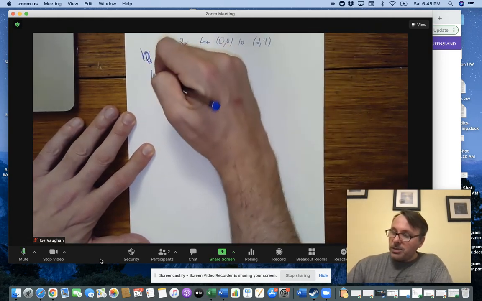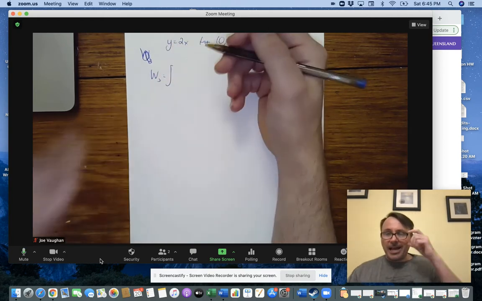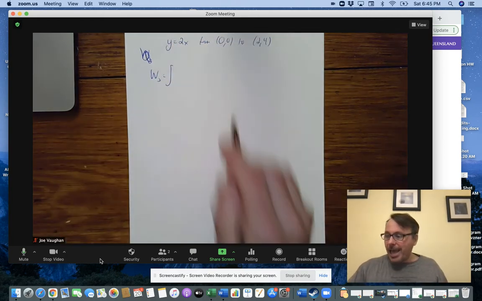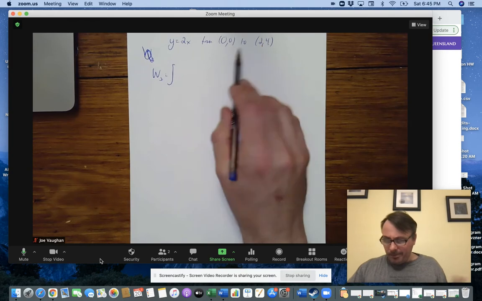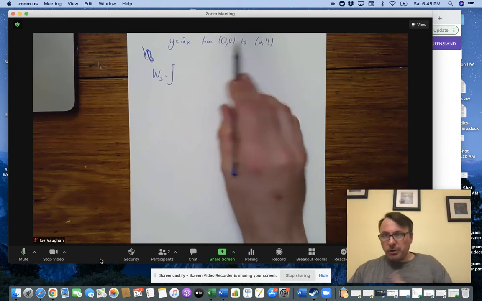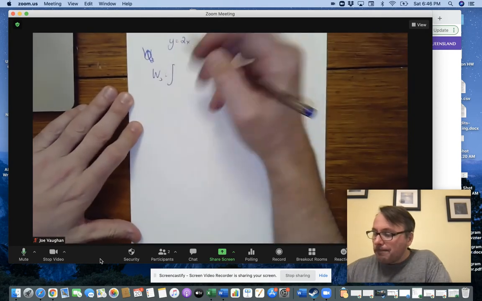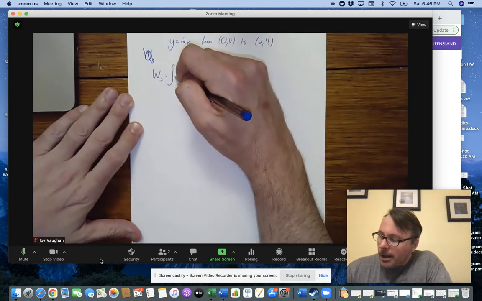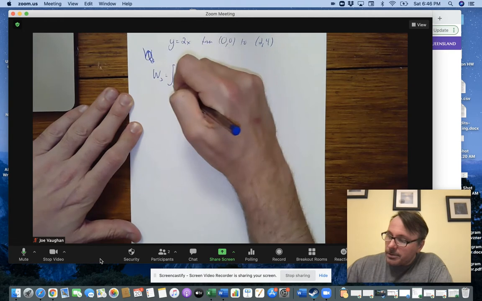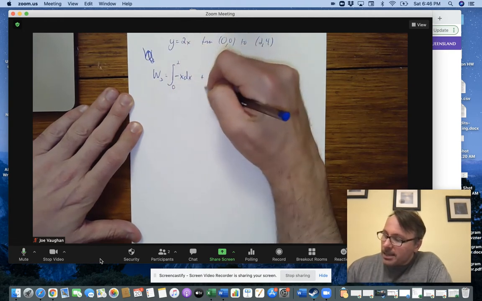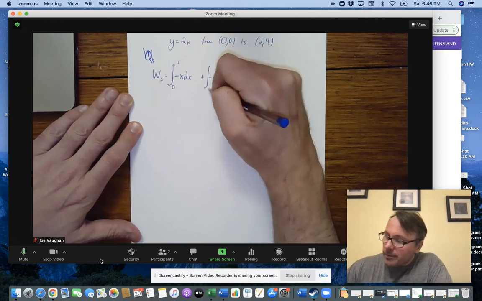Well, that's sort of easy now because I know the x is going to change from 0 to 2, and, excuse me, the y is going to change from 0 to 4. And I have everything nice and separated. So this is really kind of trivial. So negative x dx from 0 to 2 plus negative y dy from 0 to 4.